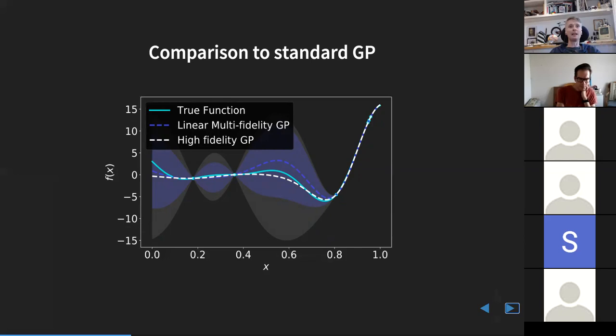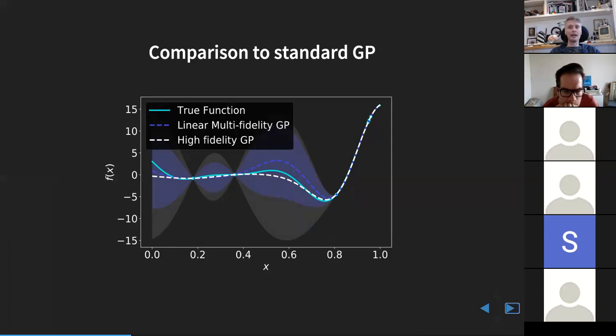If we just independently fit a high fidelity GP, ignoring the low fidelity on it. So the blue dash is the multi-fidelity model. The white dash is the I'm just going to fit to the high fidelity data. And you can see the difference, certainly in the error bars and actually also in the functions.